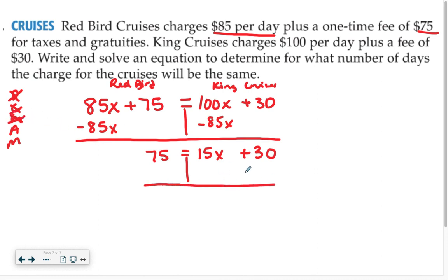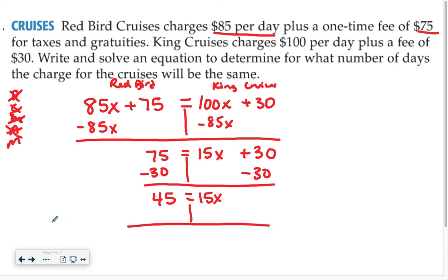Now I just have to do the add subtract. So I have a positive 30. I'm going to say minus 30, minus 30. 75 minus 30 is 45 equals 15x. So I've done the addition and subtraction. Now I just need to do the multiplication division.